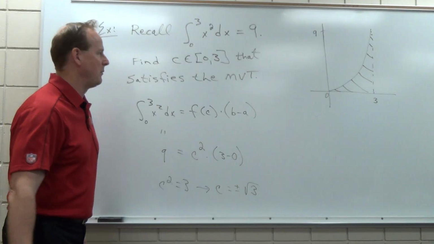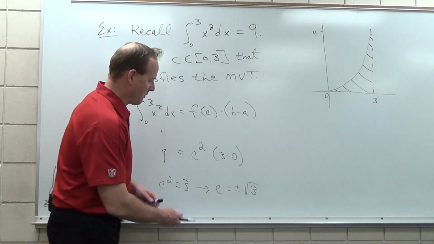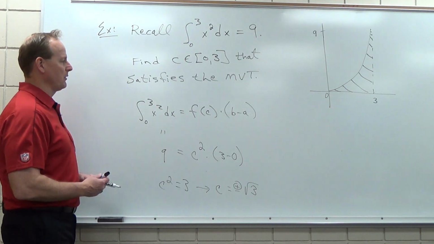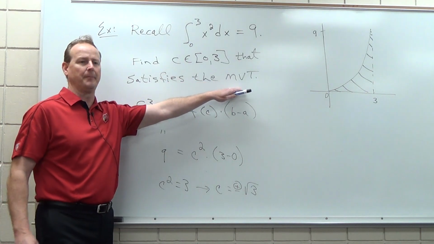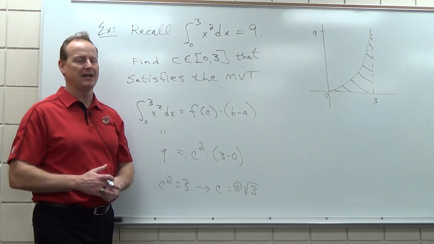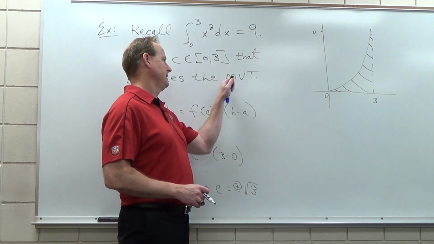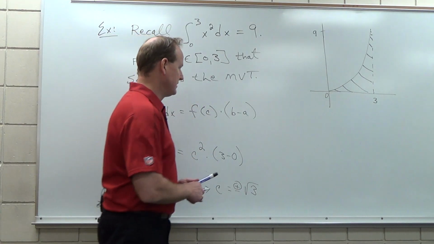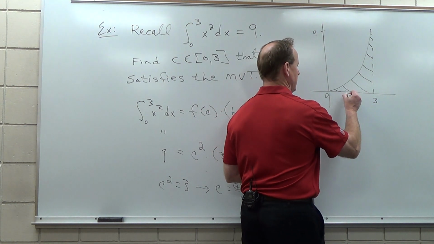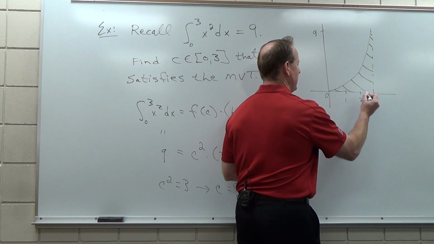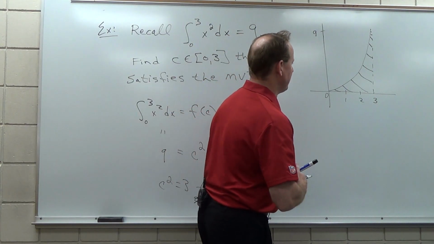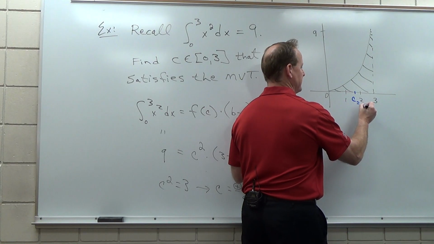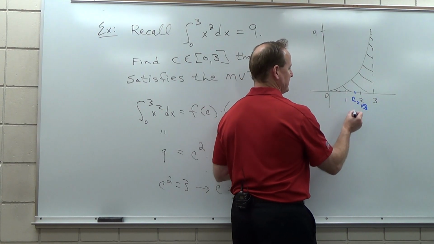Well, the square root of 3 is about 1.732, but the one that we want here is the positive square root of 3. And so really, if you remember what this is, the mean value theorem is talking about the average height of the function, mean being average, value being height value. So the average height value, and what we're really doing here is, if this is 1, 2, 3 here, the square root of 3, about 1.732, would be right here. So here's c, which equals the positive square root of 3, or about 1.732.